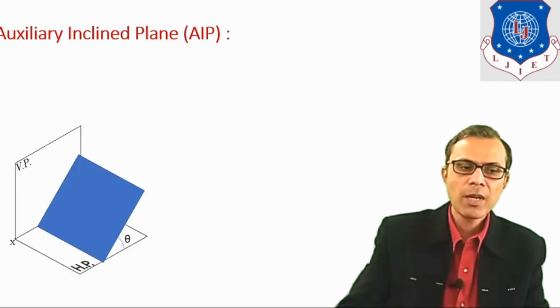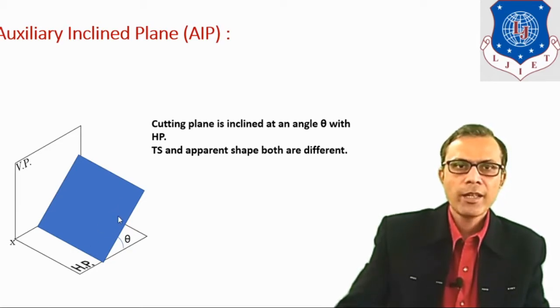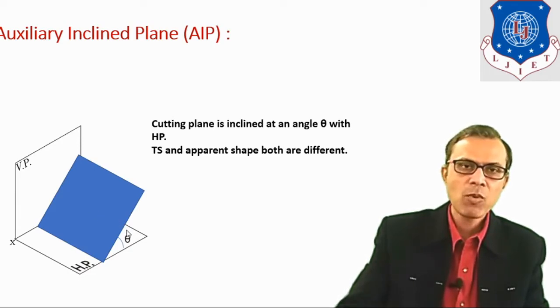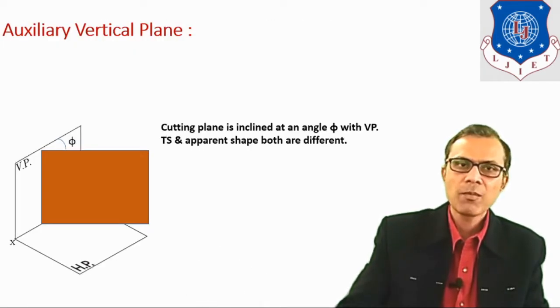Next type of cutting plane is auxiliary inclined plane. In short form, it is written as AIP. It is the position of the cutting plane, and you can see here it is inclined at an angle of theta with HP and it is perpendicular to VP. If any object is cut by this type of cutting plane, then the true shape of the section and the apparent shape will both be different.